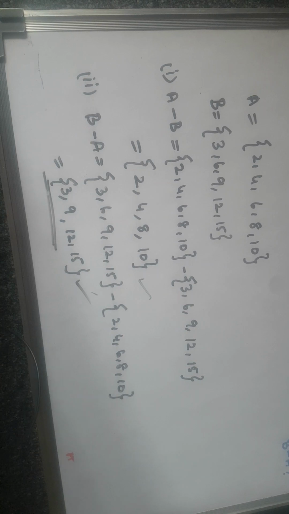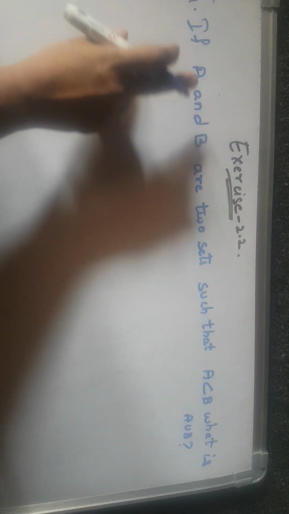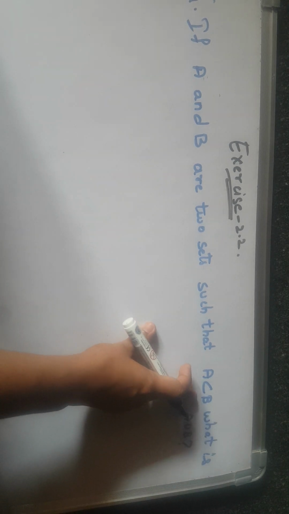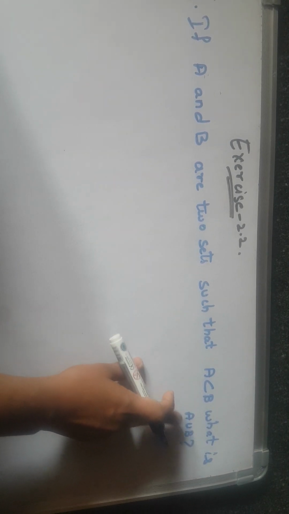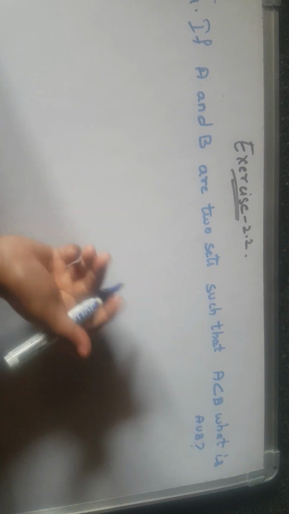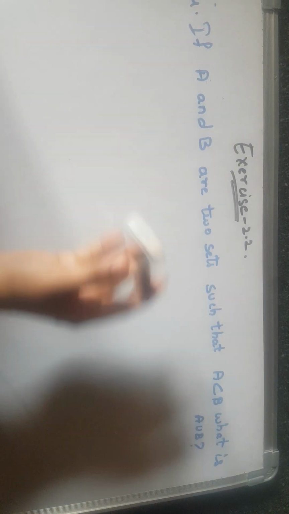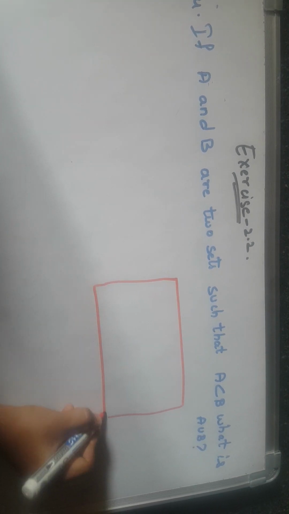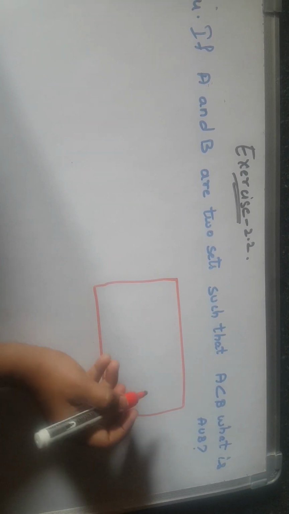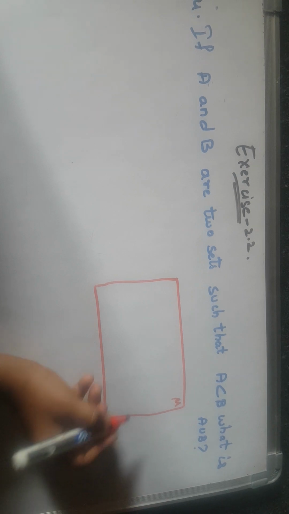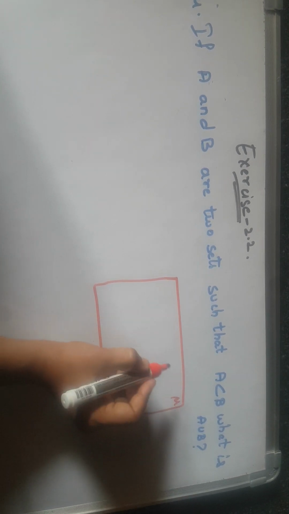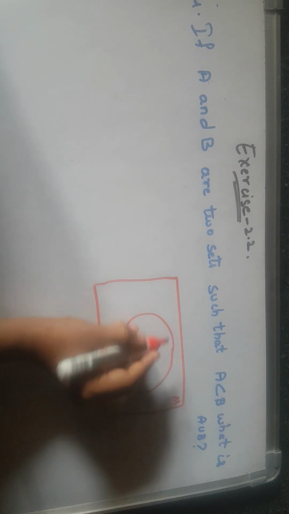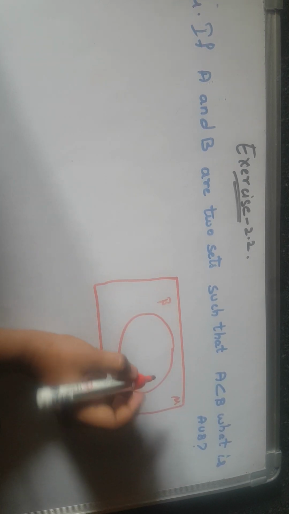Now comes the next question. If A and B are two sets such that A is a subset of B, what is A union B? Now let us continue. I'll explain it to you in the diagram. Consider this is the universal set. We are not talking about the universal set, we are taking A as a subset of B. So this is B. This is the value of B.